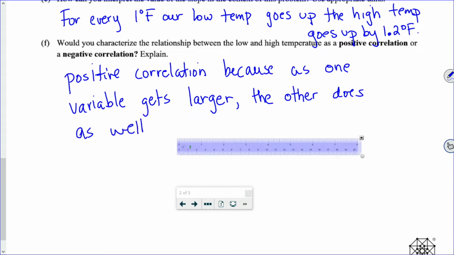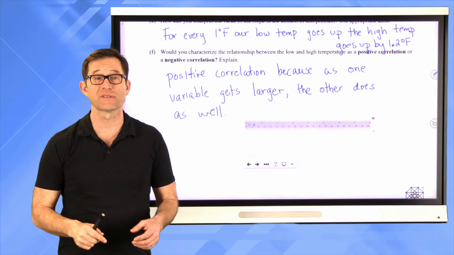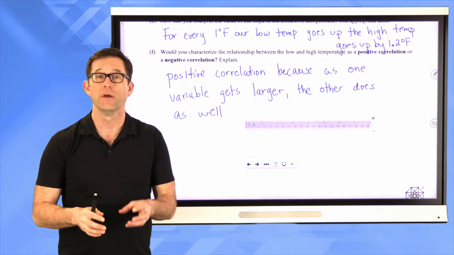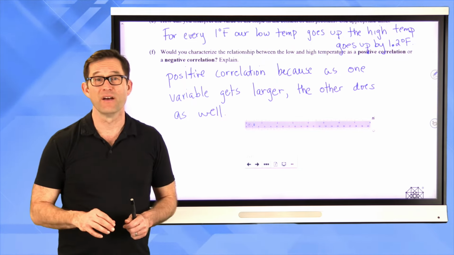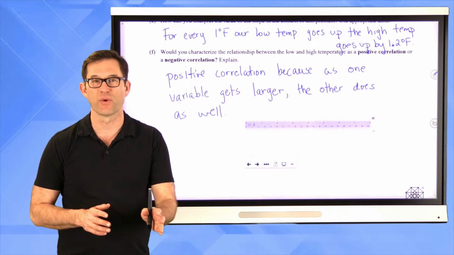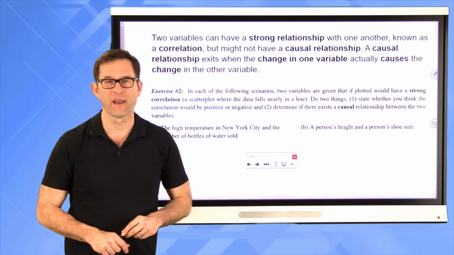Right? And there are many, many circumstances where as one variable gets larger, the other variable gets smaller. It might still be a very strong correlation, but it would then be a negative correlation because they're moving in opposite directions of each other. Let's play around a little bit more with that idea in the next exercise.